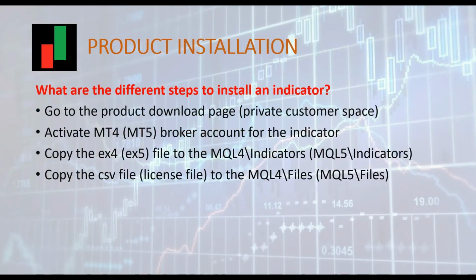To proceed with installation, you must follow the steps below. Go to the product download page, activate license for your broker account, put the EX4 file into the MQL4 indicators directory, put the CSV file into the MQL4 files directory. The CSV file is also called the license file. This file is required to have the indicator working.